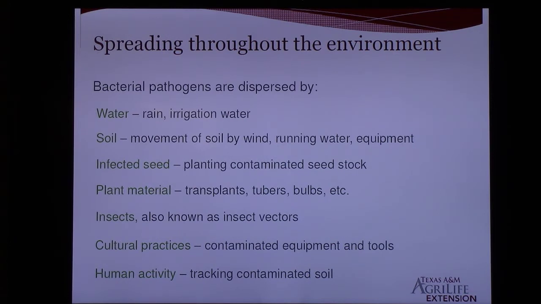We said that bacteria can live in the soil. So they've got movement of soil by wind. As the wind blows away our soil through erosion, it can be taking bacteria along with it. Also by running water, so if water is flowing through, it can pick up that bacteria from the soil. Also our equipment, maybe our tillers or our hose or our shovels, can pick up some of that bacteria that might be in the soil and we can unknowingly transmit it to other parts of our garden.